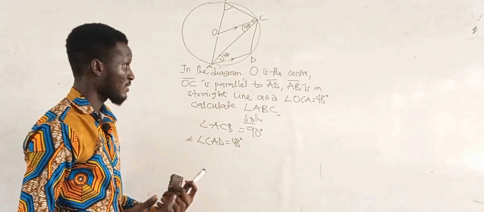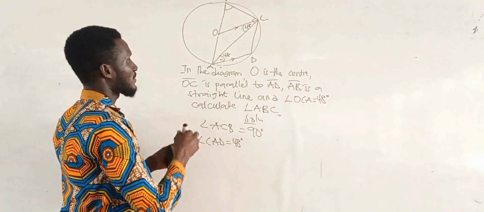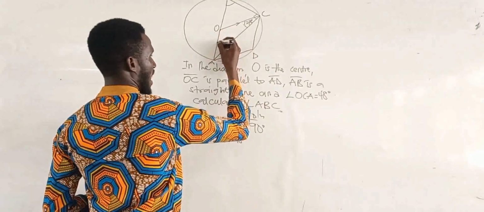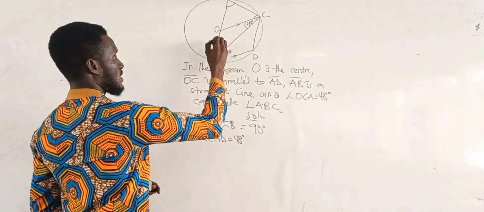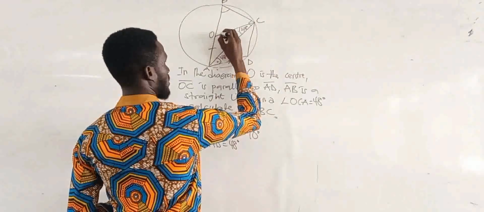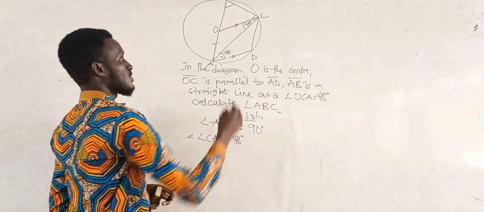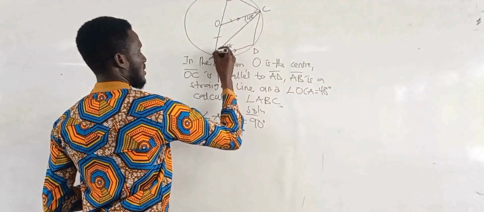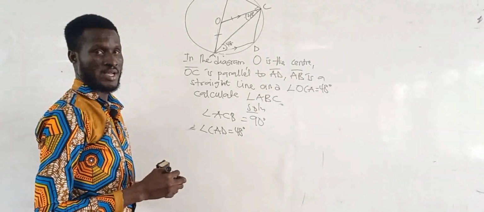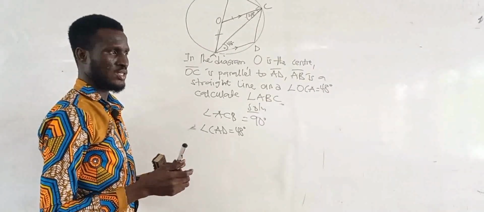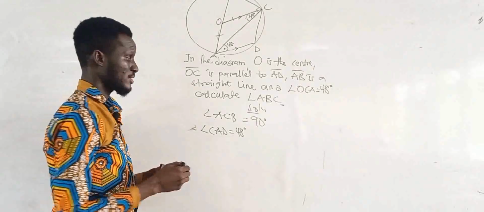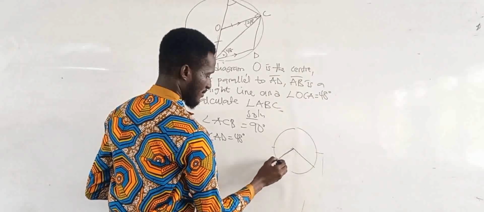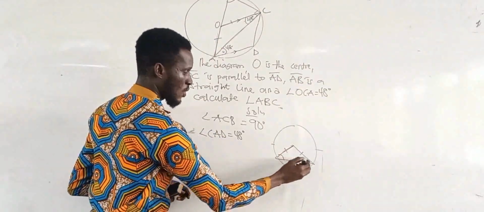Now, what again can we talk about? Look at something. This one is the center of the circle, so from here to here becomes the radius. So this side is a radius. Now from here to here becomes what? The radius. This side is a radius. It means that this triangle is an isosceles triangle. And what can we say about an isosceles triangle? Two base angles are the same.